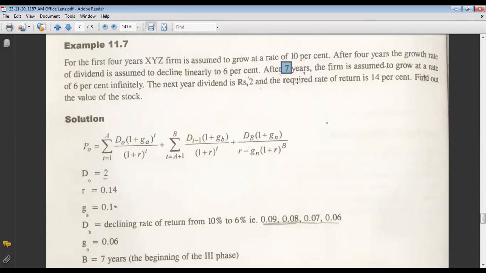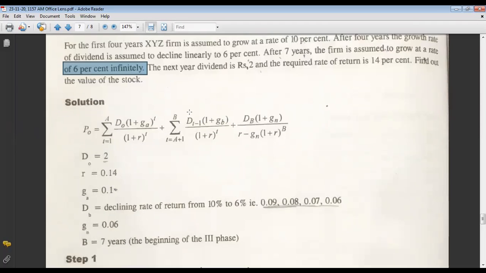Because it is clearly said after 7 years, the firm is going to grow at a 6% rate constantly or infinitely. That means we totally have 7 years, and out of these 7 years, 4 years are consumed by phase 1. Naturally, 7 minus 4, that is 3. 3 years have to be consumed by phase 2. Clear? Accordingly, we have to solve this particular problem. Let us go to the main part. So here it is said next year's dividend is 2 rupees.